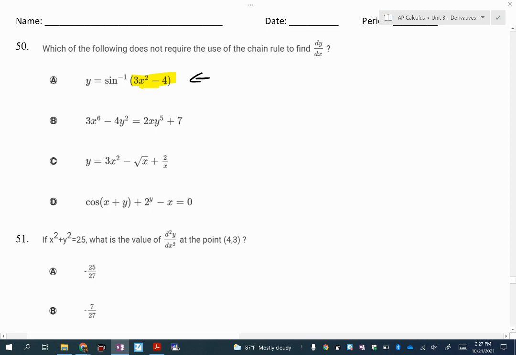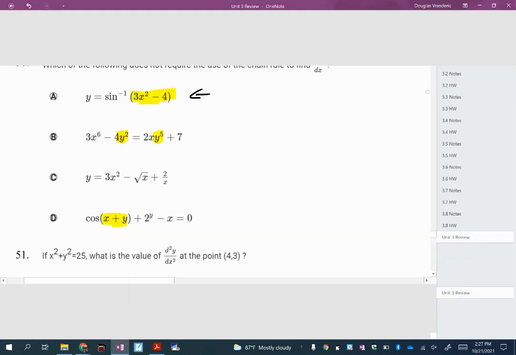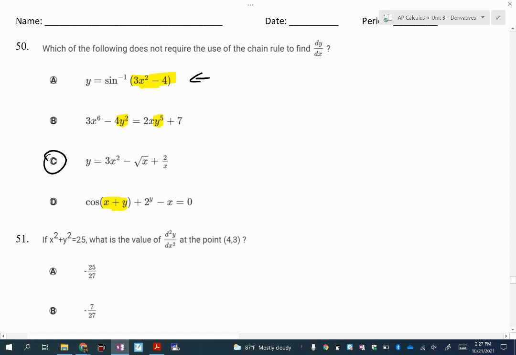For part B, right, for part B, you're going to have to use the chain rule because we have implicit differentiation. So when you have implicit differentiation, you'll have to use the chain rule to do the derivative of dy dx. So both of these will involve the chain rule. And then part D, you'll have the chain rule because the argument of your cosine function is x plus y. So the only one that does not require the chain rule is actually letter C.